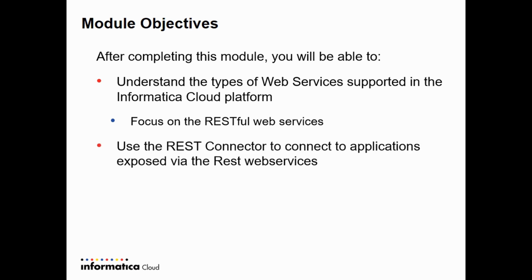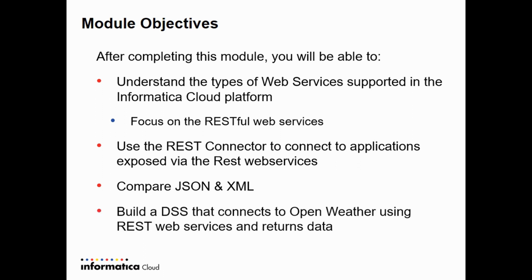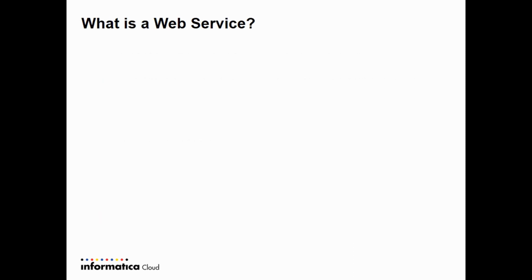Use the REST connector to connect to the applications exposed via the REST web services. Compare JSON and XML response messages. Build a DSS that connects to OpenWeather using the RESTful web services and return data.